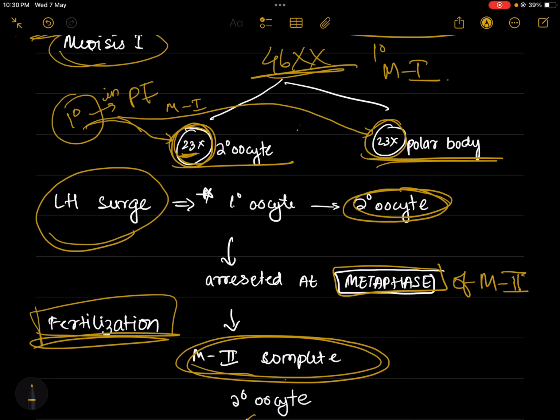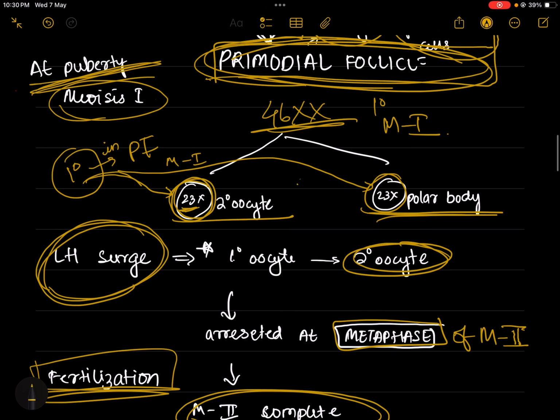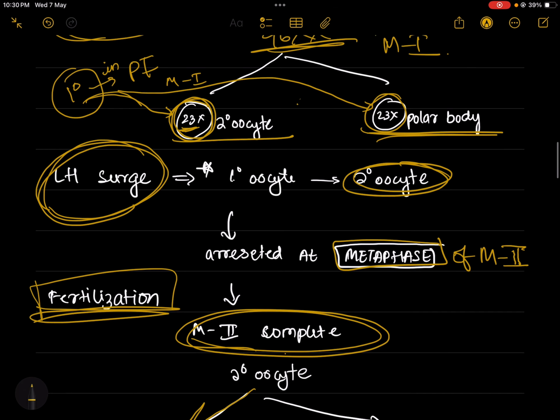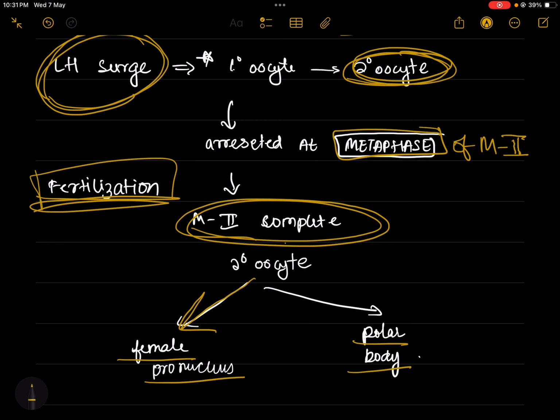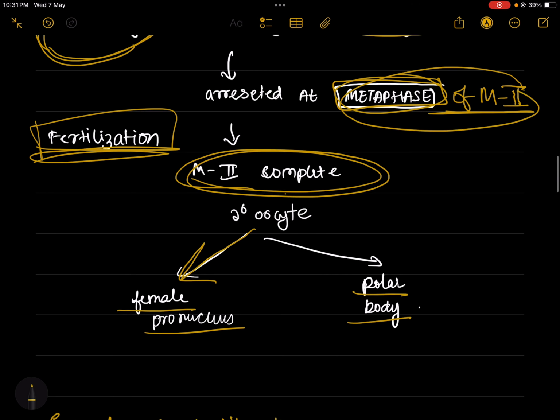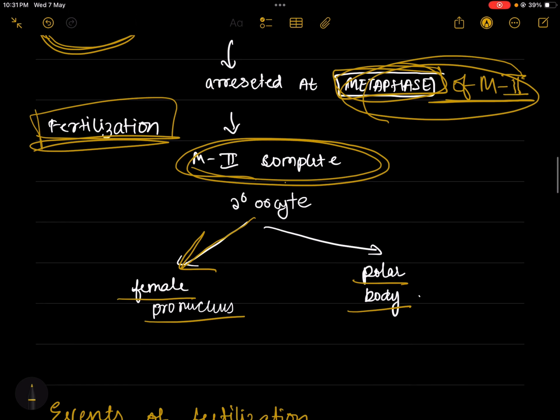So at puberty, because of LH surge, meiosis 1 resumes and the primary oocyte in the primordial follicle will undergo meiosis 1 and we will get a secondary oocyte and a polar body. Now this secondary oocyte will get arrested in the metaphase of meiosis 2 and this will resume once the fertilization happens. Okay, hope you understood.